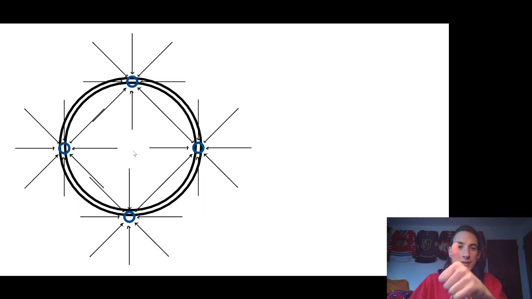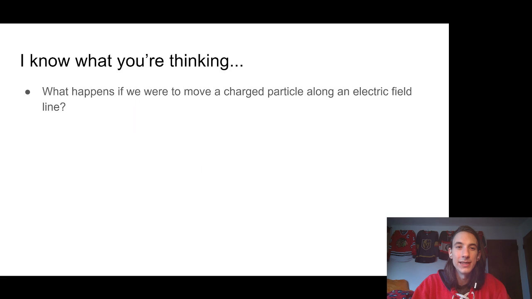This upwards piece is canceled out by this downwards piece. This diagonal is canceled out by the other diagonal. This diagonal is canceled out by the other diagonal, so on and so forth. But we'd get this canceling all within, so the electric field inside of a conductor is going to be 0.